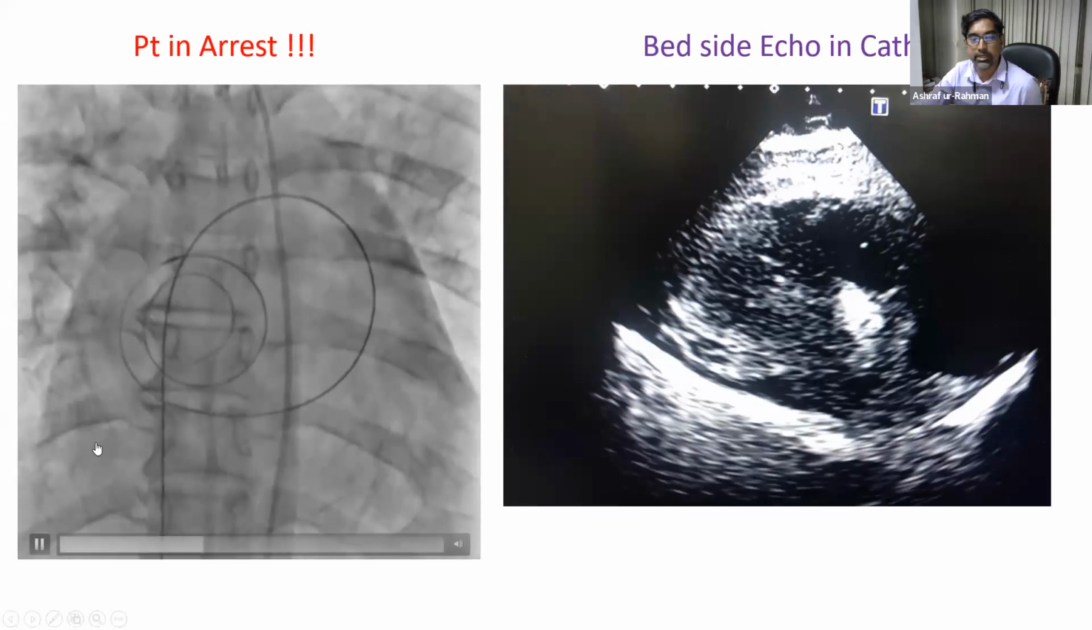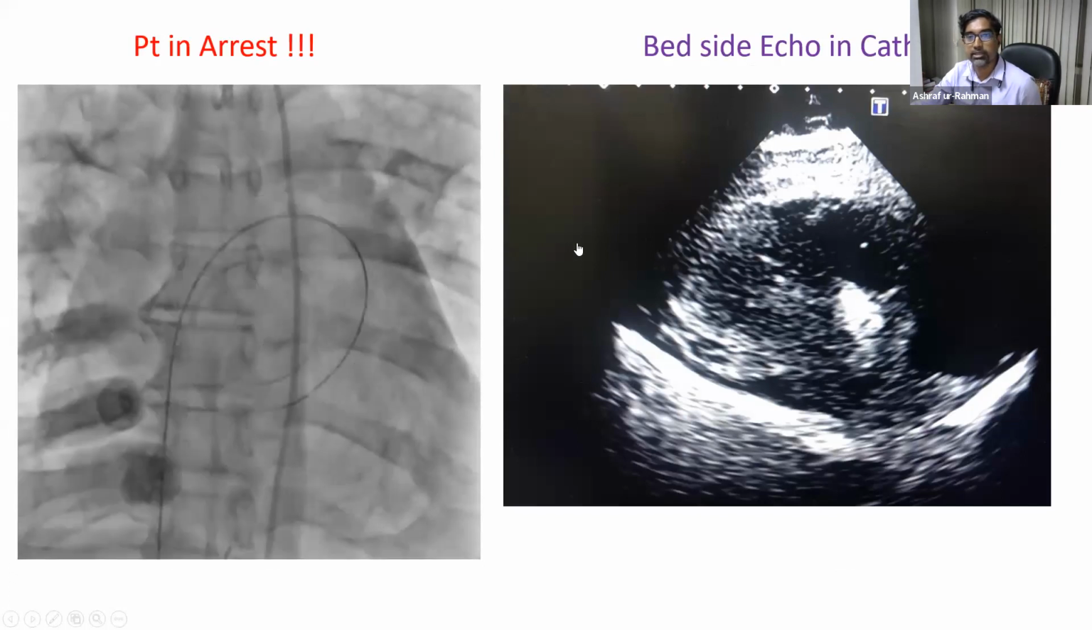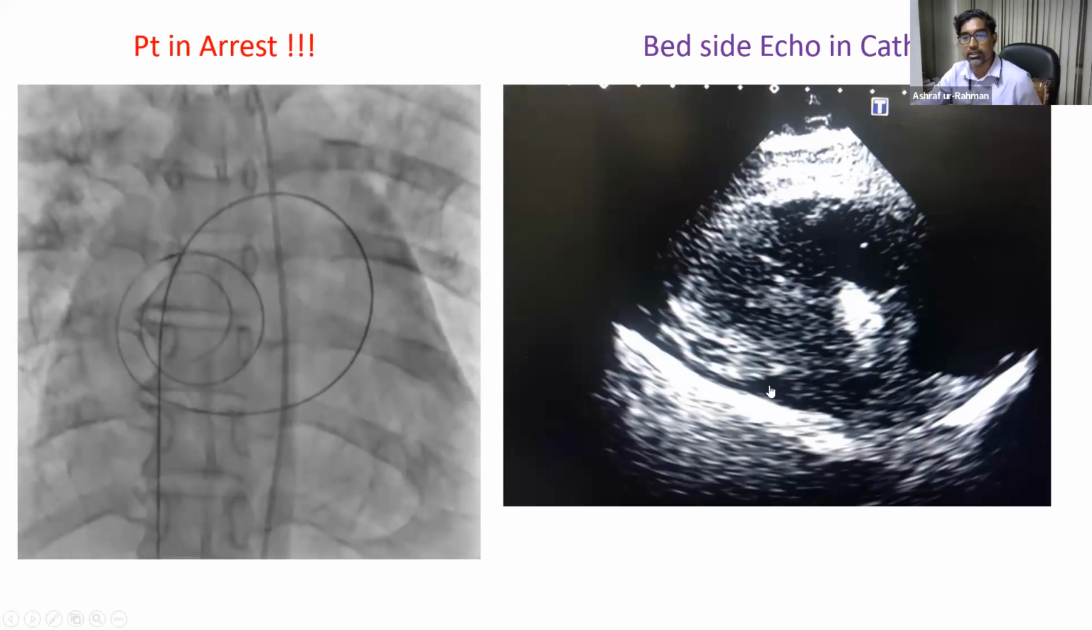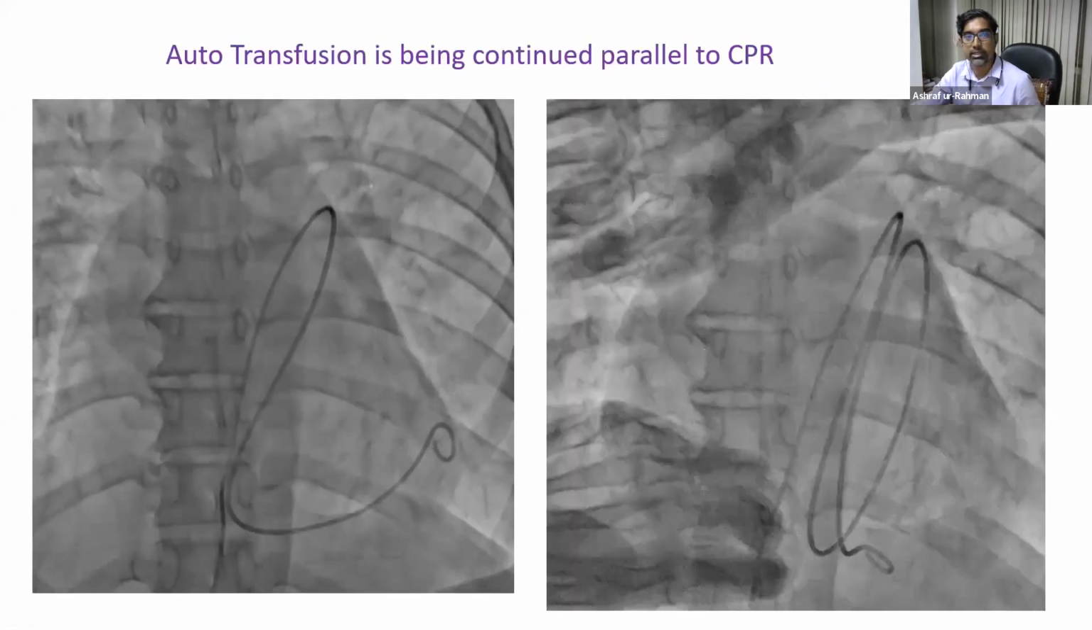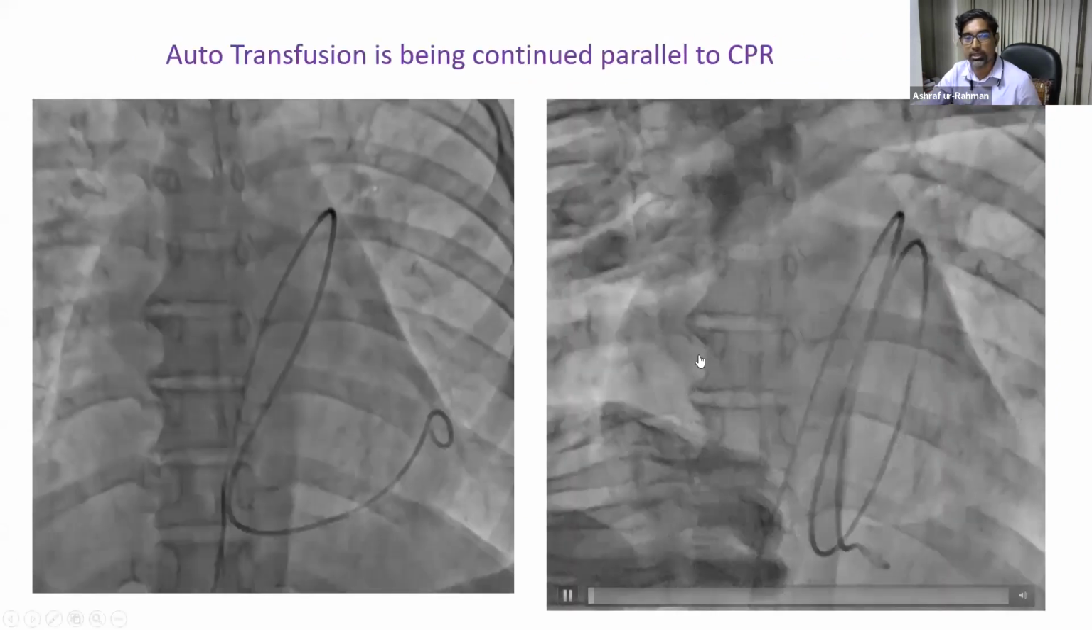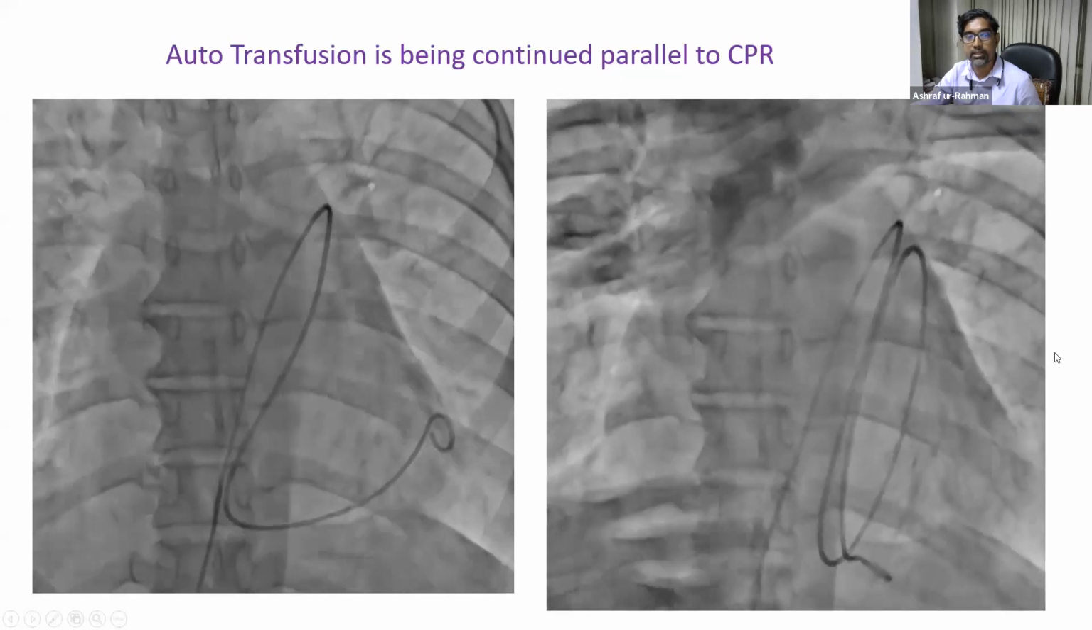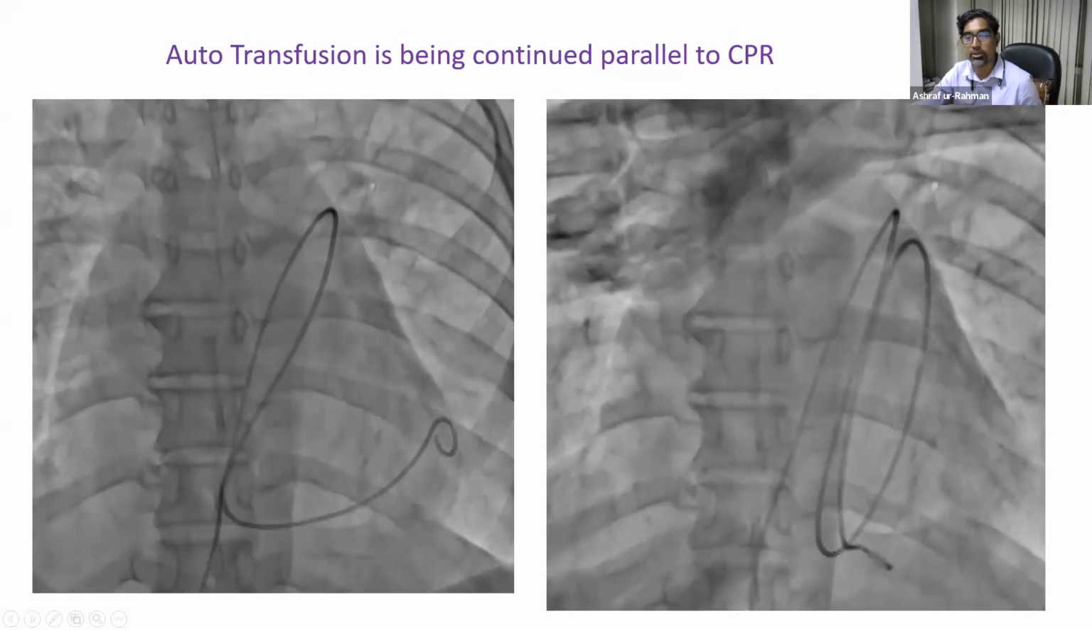Here you can see the CPR being started, and we did a bedside echo and found that there is pericardial effusion, there is pericardial tamponade. So we started the autotransfusion very quickly, and CPR was continued.